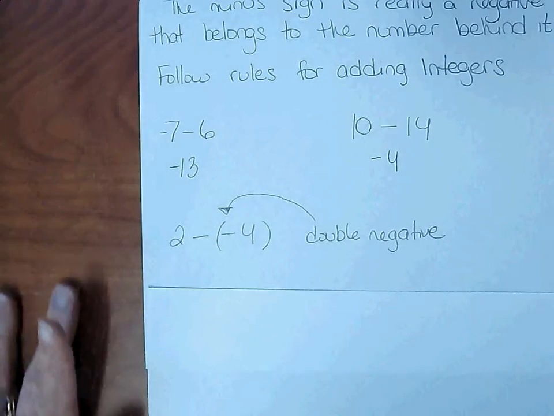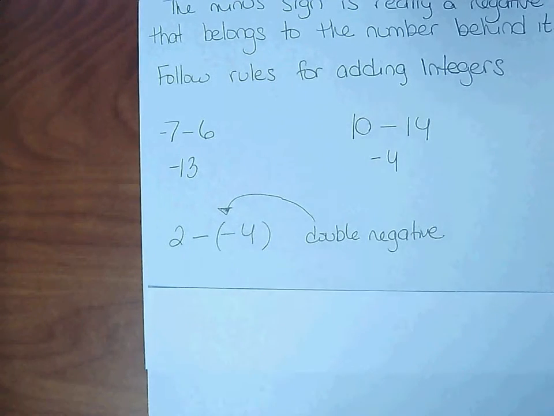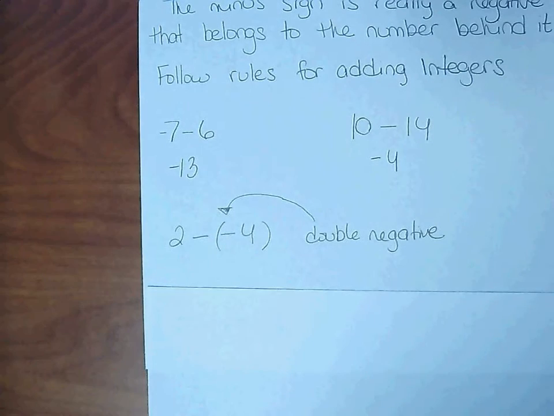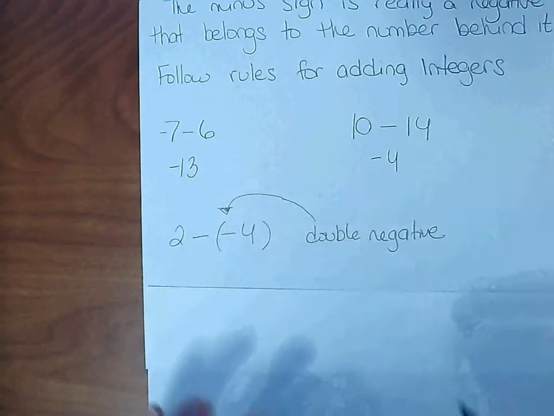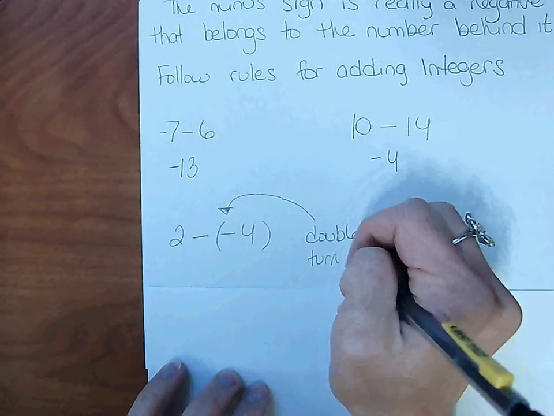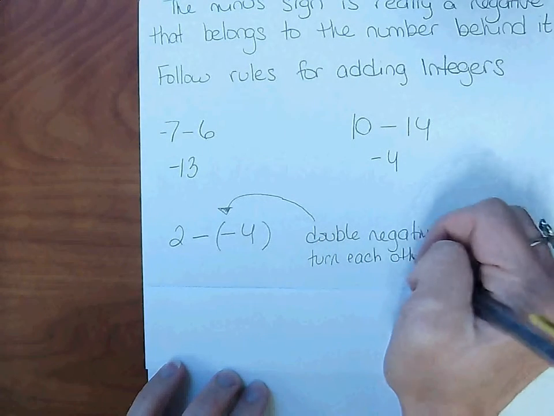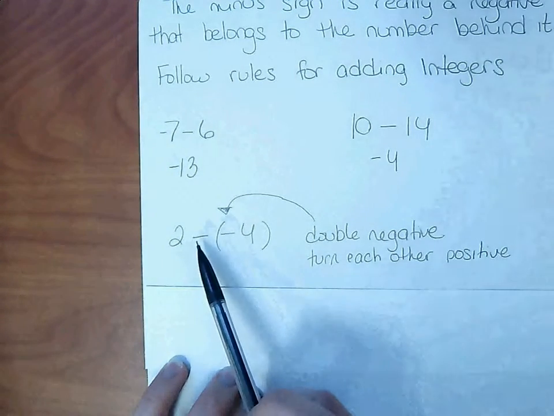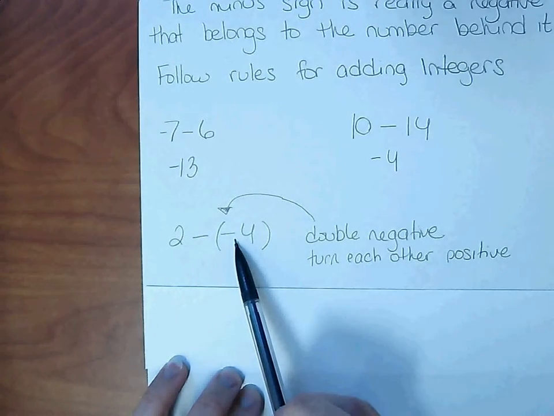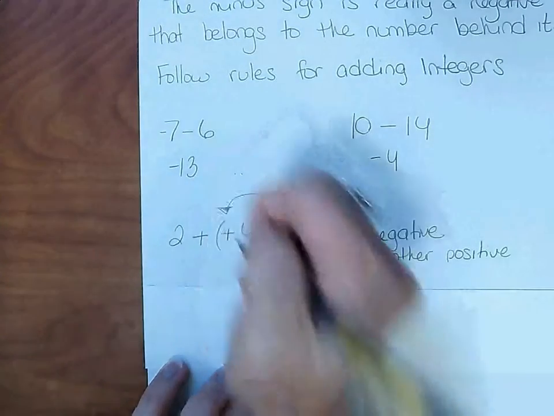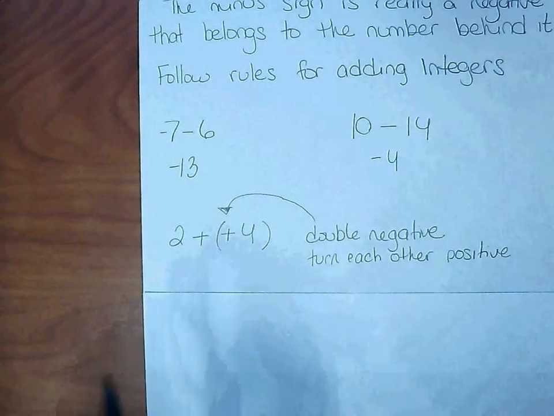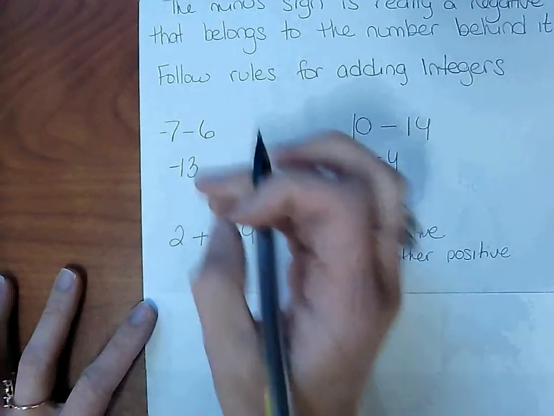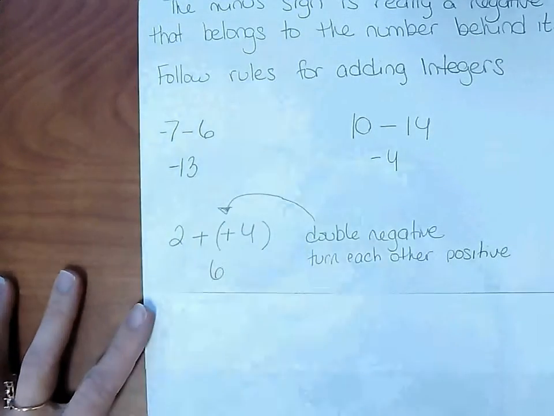2 minus negative 4. When you have two negatives next to each other, that's called a double negative. Double negatives turn each other positive. Another way to think of this, it's the opposite of a negative. Opposite of a negative is positive. So when you change those two signs to positive, read it now as 2 plus a positive 4, or 2 plus 4. Same sign, add, keep the common sign, 6.